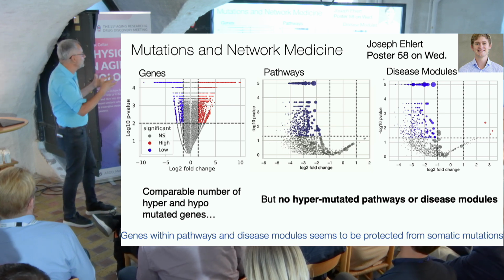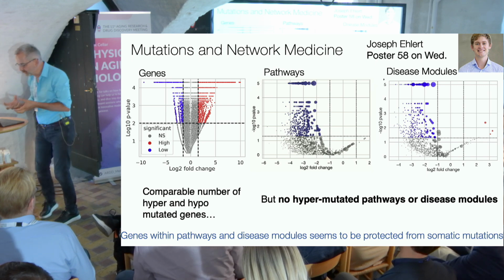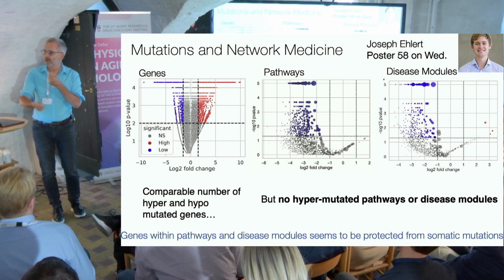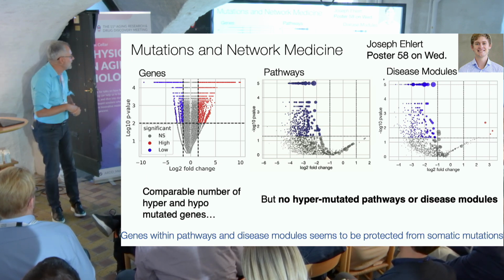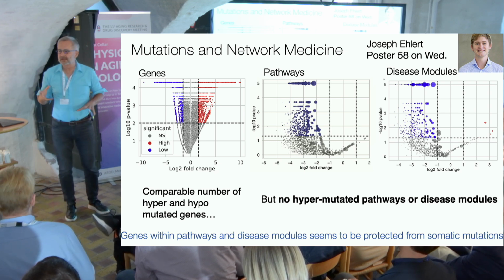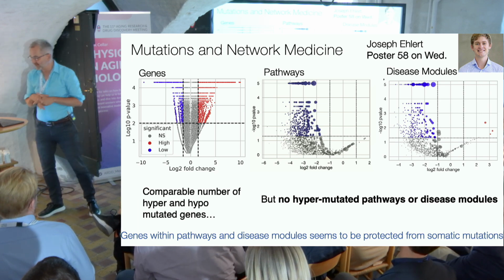So there seems to be perhaps an evolutionary driven, I don't know, some kind of enrichment that is really protecting the genes involved in the pathways and in the disease modules from mutations, and it's just ignoring the rest of them. So the highly mutated genes seem to be randomly distributed in the network. The lowly mutated genes are all in the well-characterized pathways and disease modules.